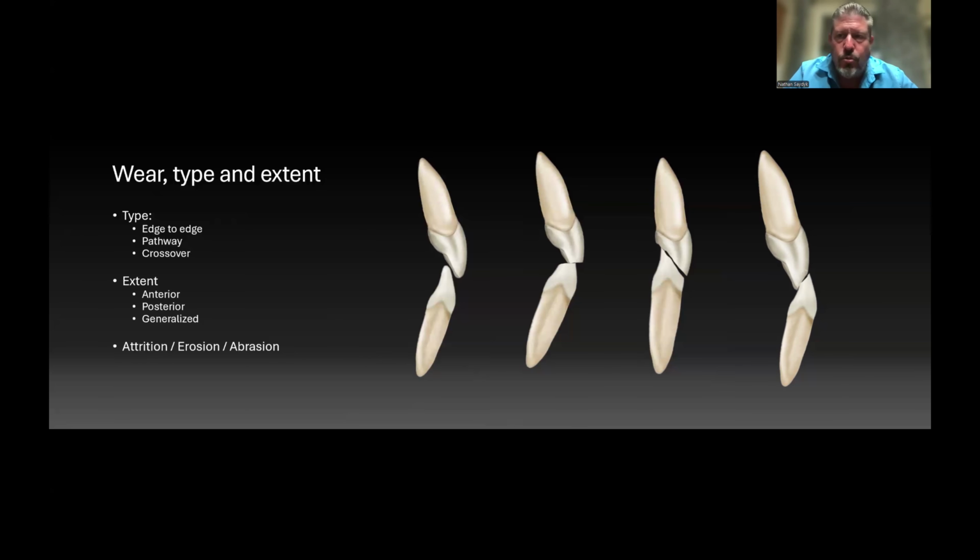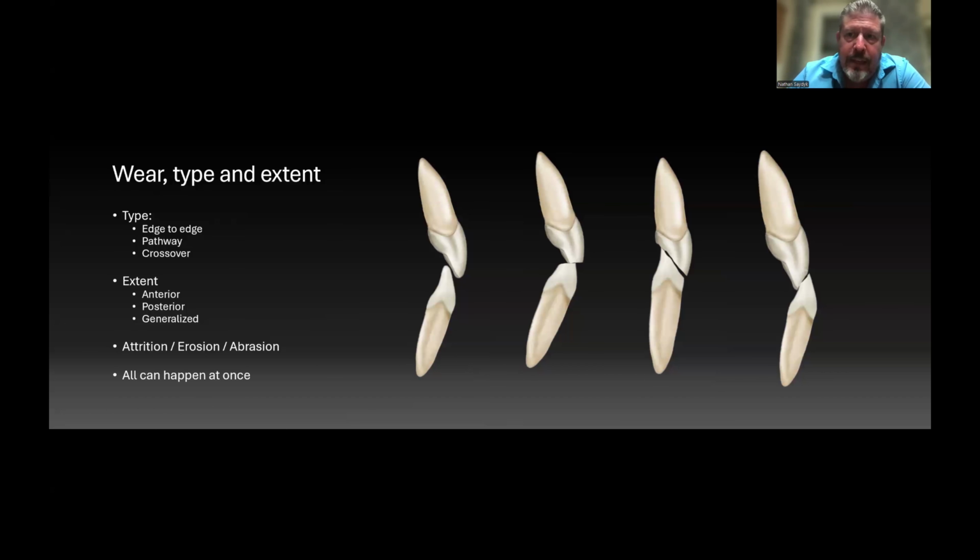Was this attrition, tooth to tooth? Was it erosion, acid damage, biocorrosion? Or was this abrasion? Are they chewing on something and damaging their teeth? And the very frustrating thing is all of this can be happening at once. You can have pathway, edge to edge, and crossover with attrition and erosion and abrasion, and it can be everywhere.